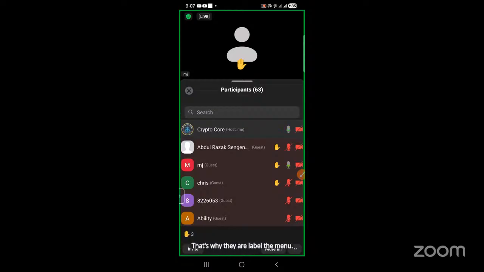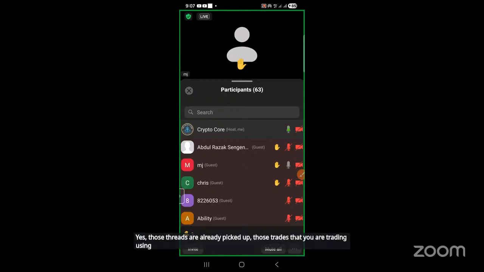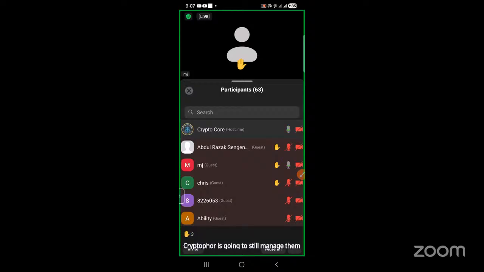So I have there 2 bots. Are they contradicting each other, or do I leave them to run? They are going to contradict each other. Those trades that you are trading using Pilot are already picked up by CryptoFlow. So just disconnect Pilot. CryptoFlow is still going to manage them. Okay. Thank you. You're welcome.